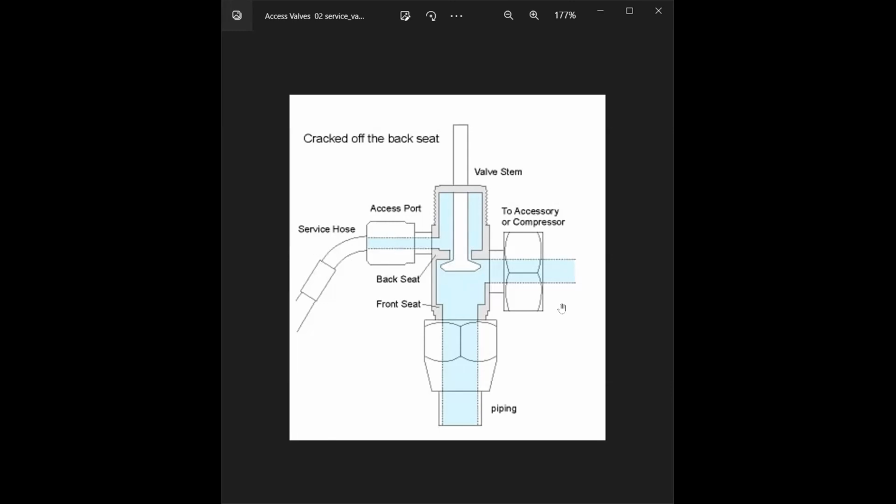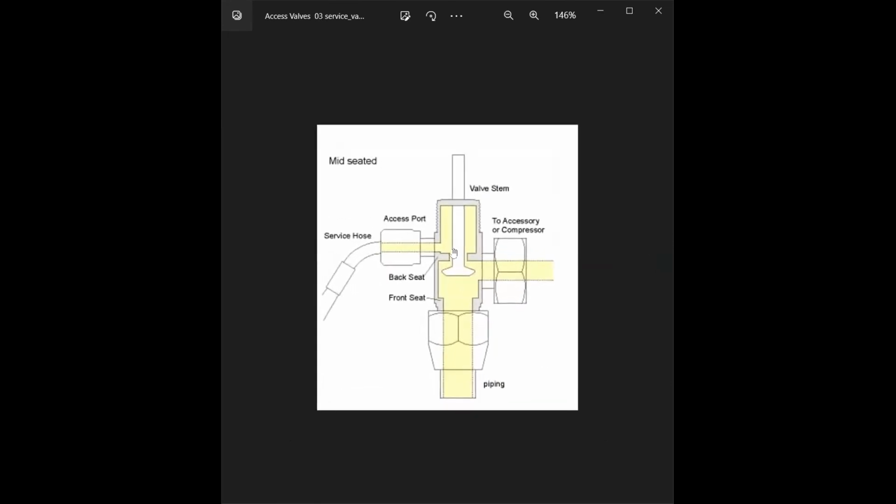So that is the idea. Next thing, if you want to evacuate the entire system, that you have to pump down completely or something like that, now you open it to mid seat. Okay, the best position for evacuation, all chambers are open as much as possible. This is the compressor, this is to the access port to the service hose, and this is from the piping. Normally it was like this, now you have opened it and everything is open for the chamber to be open.